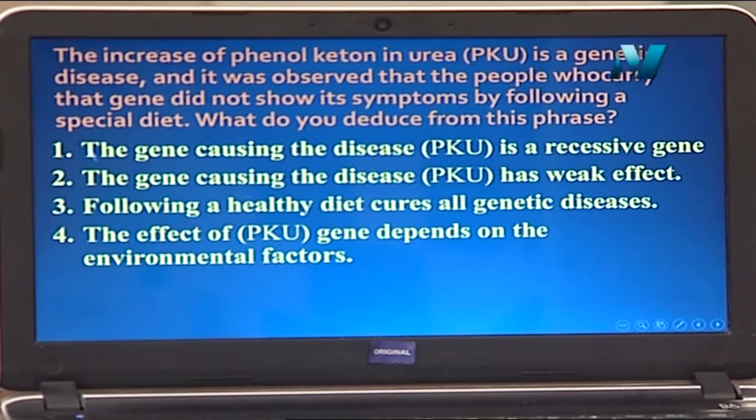Which one is correct? The gene causing the disease, PKU, is a recessive gene, or the gene causing the disease, PKU, has weak effect on the persons, or following a healthy diet cures all genetic diseases. The last choice, the effect of PKU gene depends on the environmental factors. What do you think of the answer?